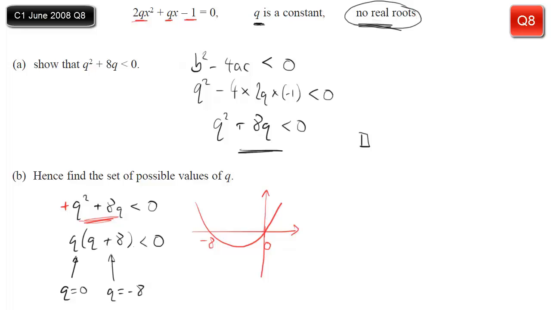So these are my critical values, and I want the region for which the whole of this expression is negative. It's less than 0, which in terms of the graph means below the axis here. So I want to describe this region here, and that clearly is between minus 8 and 0. So my solution, written as a simple inequality, is that minus 8 is less than q, which is less than 0. Done.